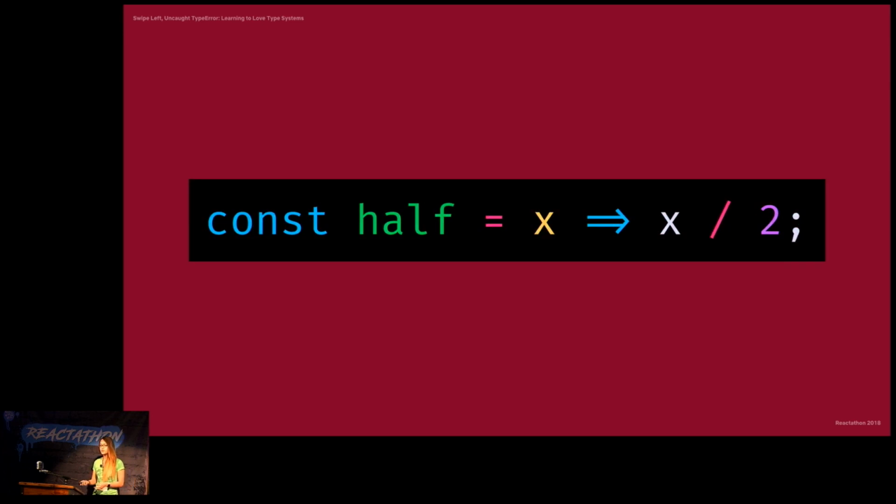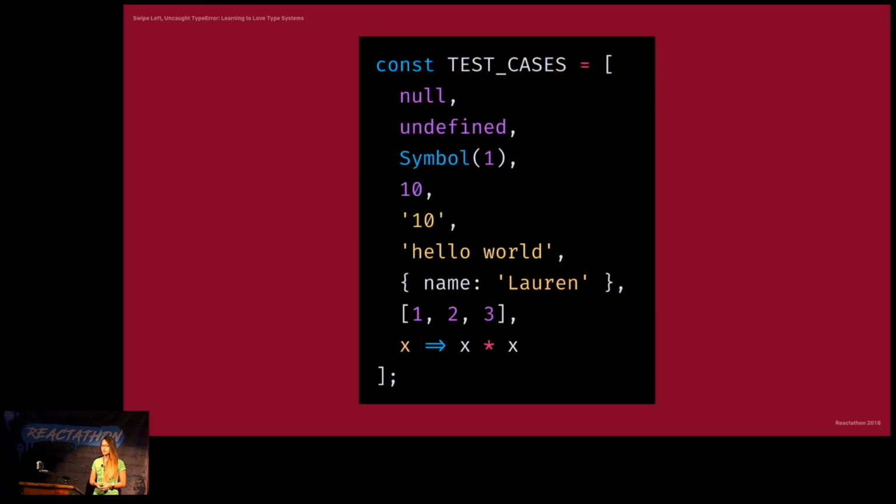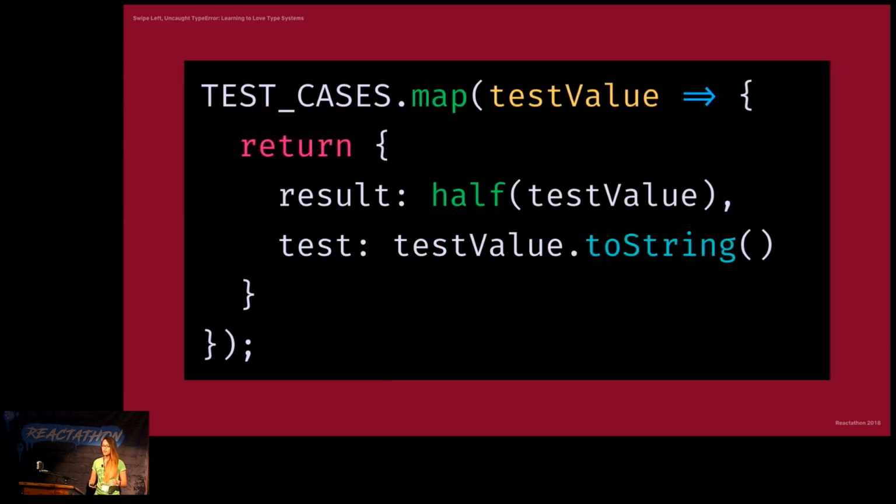Here we have a very simple function. It takes one argument and divides it by 2. How many ways can this function fail? I came up with some possible inputs that I could pass into this function. We have our usual suspects like null, undefined, numbers, strings, and so on. Now I want to enumerate over all of those inputs, and after running this, we should see an array of test results. So let's run it in our console and see what happens.